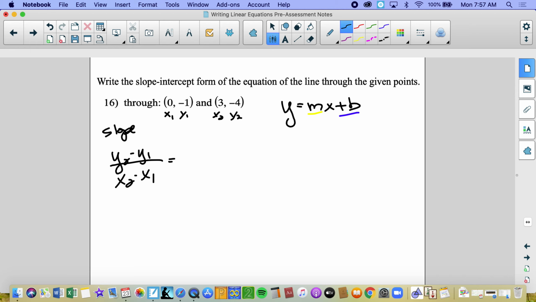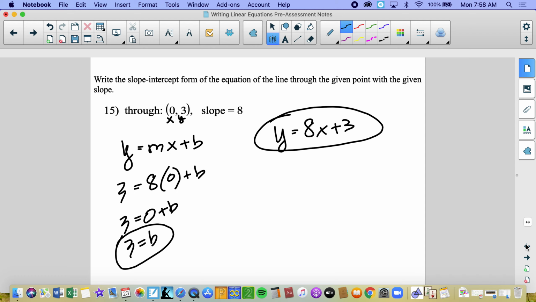So let's take the y sub 2, which is negative 4. Let's subtract the y sub 1, which is negative 1. X sub 2 is 3 minus x sub 1 is 0. These two negatives make a positive. So we're left with negative 4 plus 1 over 3 minus 0 is 3. And we get negative 3 over 3, which simplifies to negative 1. And now we have the slope.